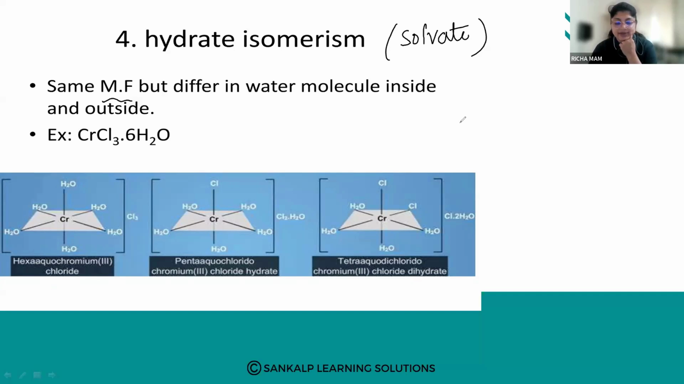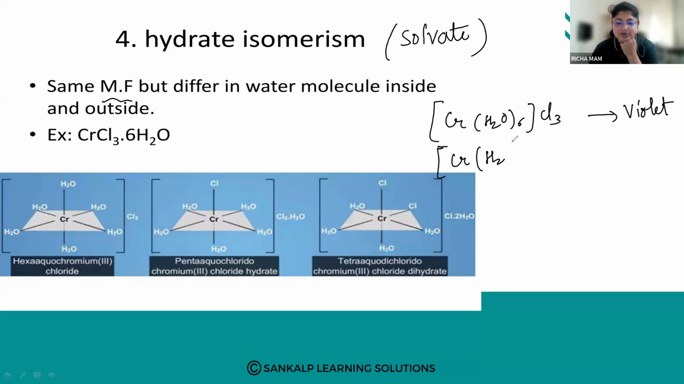For example, chromium H2O 6 Cl3. Chromium is there and 6 water molecules are associated with it, and this particular complex is violet in color. Then another one, chromium H2O 5 Cl, Cl2 dot H2O. This is gray green in color.